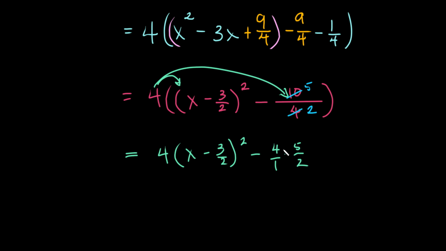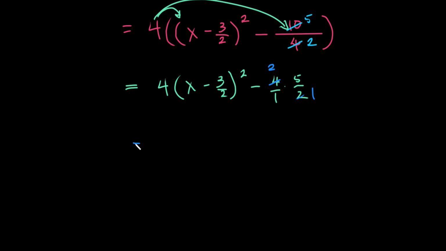You can cross cancel. I mean, you could multiply the 4 and the 5 and then reduce. I don't like to do that. I like to avoid multiplying and making big numbers when I don't need to. I always look for the cross cancellation. I recommend you do too. So 4 and 2 share a common factor of 2. We can just divide out a 2. 4 divided by 2 is 2. 2 divided by 2 is 1. Now we just have 2 times 5 is 10. So the final answer is going to be 4 times x minus 3/2 squared minus 10. And we are done.